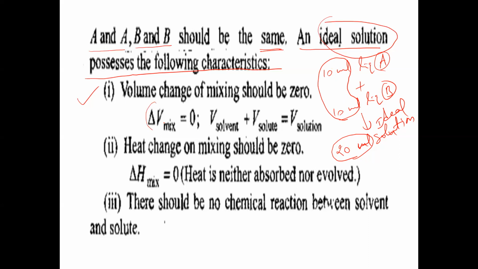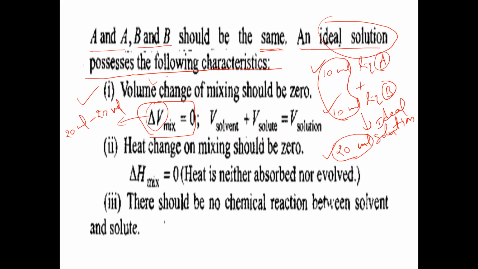Delta V mixing is equal to 0. Why? 20 ml minus 20 ml. Initially, how many ml did we take? 10 ml plus 10 ml. Finally, how many ml formed? 20. So 20 minus 20 is 0. Like this, delta V mixing must be 0 when an ideal solution is formed.